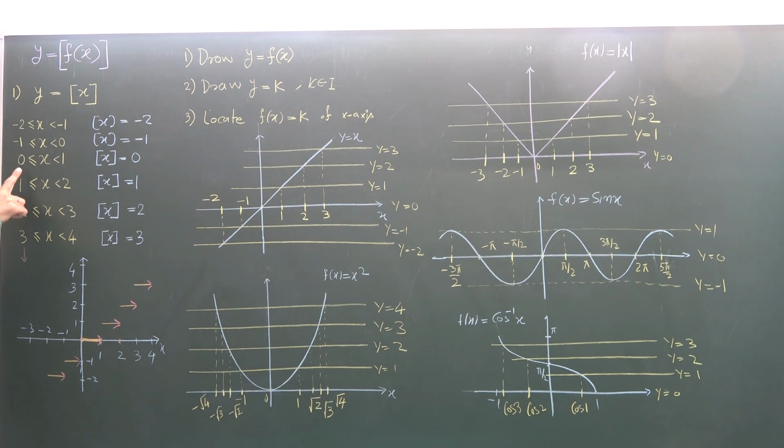Which means if my x is 0 to 1, the y coordinate is constant throughout and the y coordinate is 0. So between 0 and 1, the y coordinate is 0, meaning it is the x-axis itself. If my x belongs to 1 to 2, then the y coordinate is 1. Corresponding to this particular domain, the range is y equals 1. If my x belongs to 2 to 3, then the y coordinate is 2. So I have actually drawn these values.